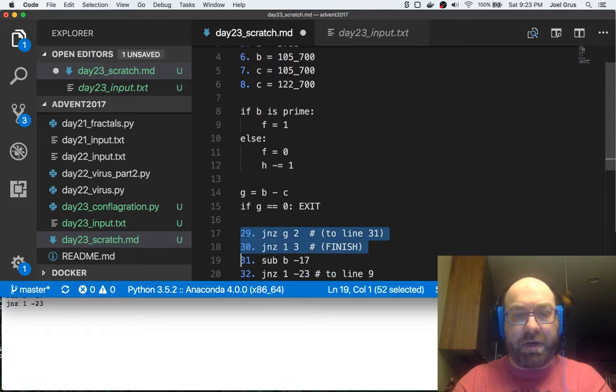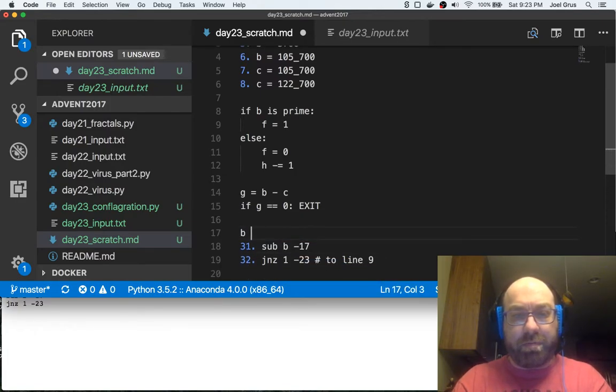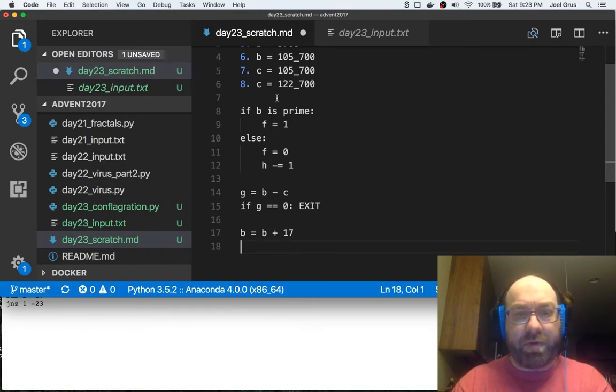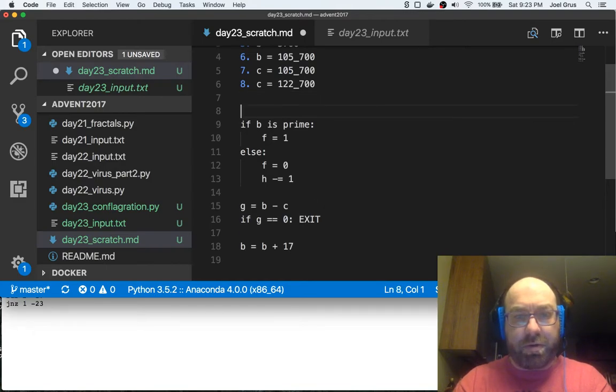And then otherwise, B equals B plus 17. And then we want to go to line 9, which is here. And so this is basically while B is not equal to C.